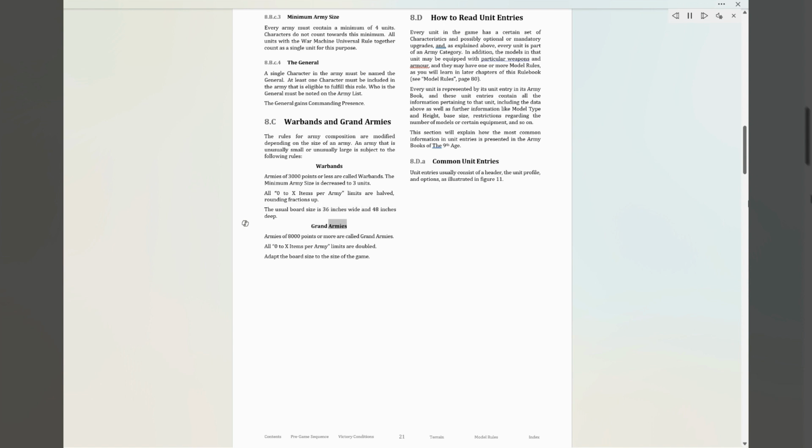Grand Armies. Armies of 8,000 points or more are called Grand Armies. All 0 to X items per army limits are doubled.